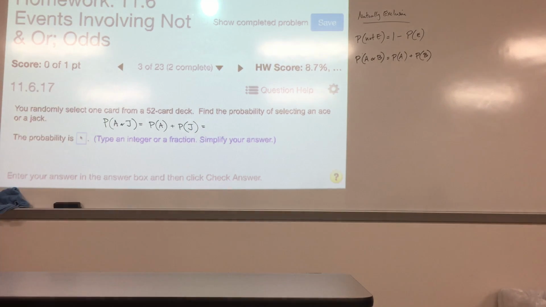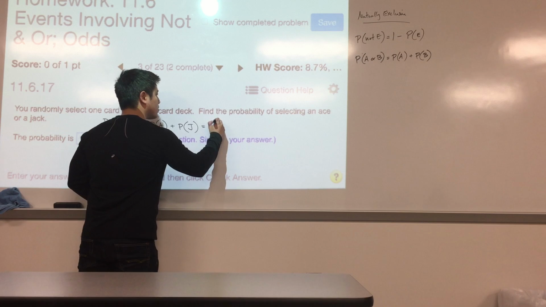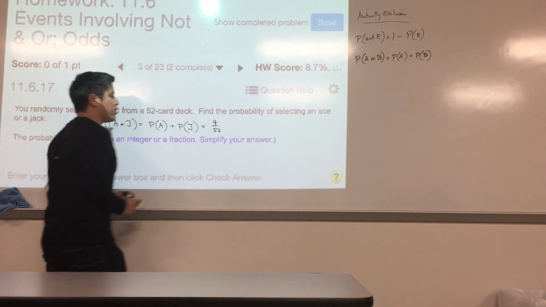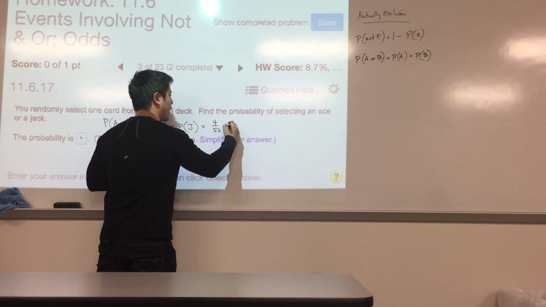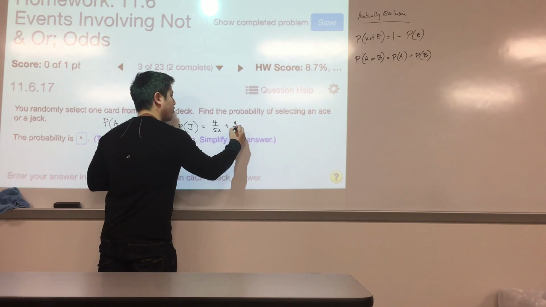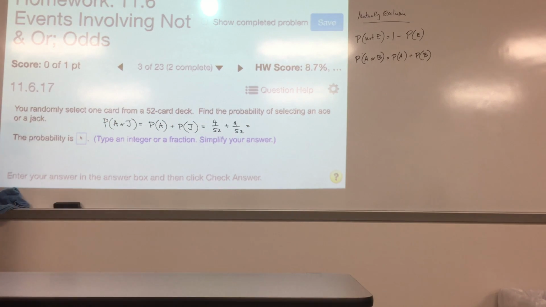Very simple. So now, let's take a look at this one. What's the probability of getting an ace? 4 out of 52. What's the probability of getting a jack? 4 out of 52 as well, because there are 4 aces in a deck and 4 jacks in a deck. Everybody agree on that? Okay.